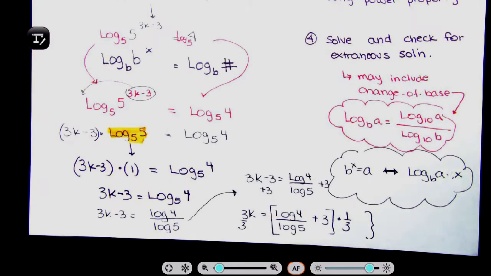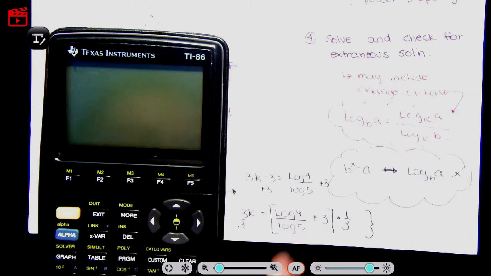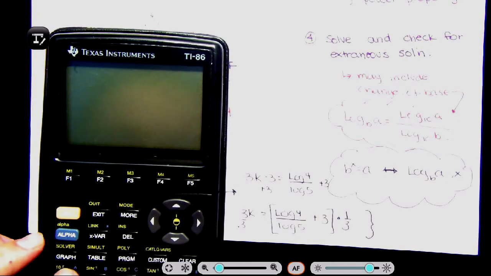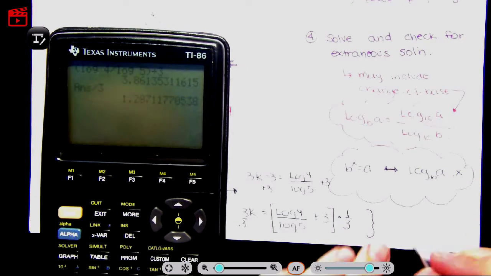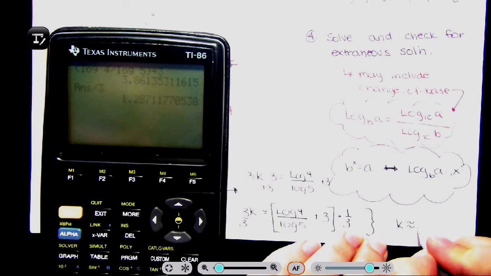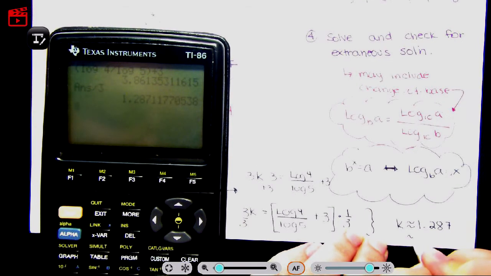All right, now I'm going to use my calculator. And what do I have? I have 1/3, or divided by 3. So in my parentheses, I'm going to do log of 4 divided by log of 5 in my parentheses. That's plus 3, and that's going to be divided by 3. So my answer, my k value, is about 1.287. You can do 1.29.